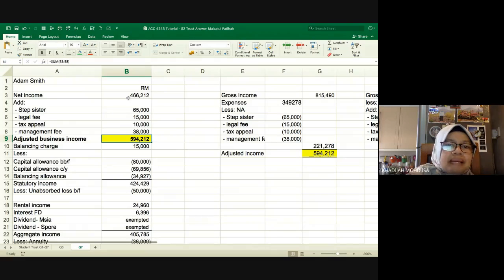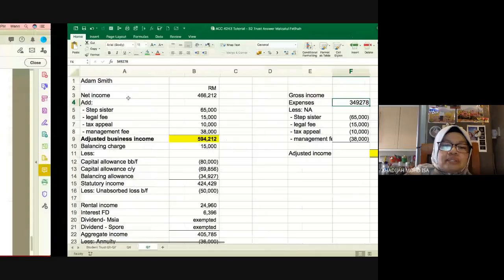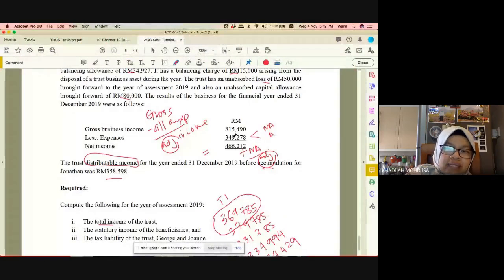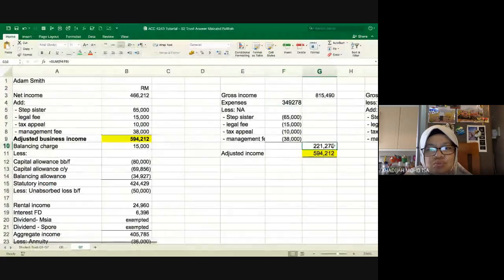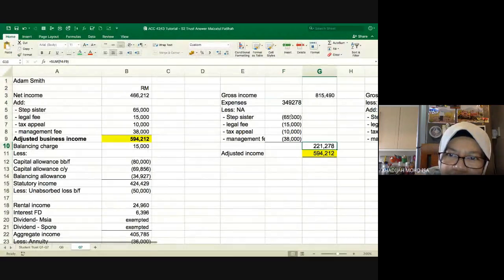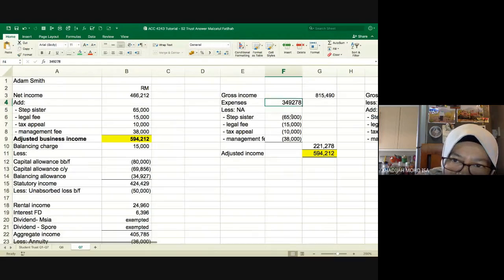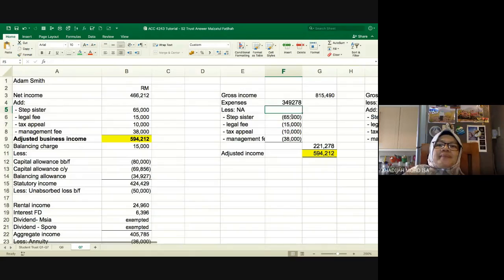Yes. Okay. But say you want to start from gross income, right? You want to deduct allowable expenses only. So you know that total expense is 349,278. Then in order to compute your allowable expense, from the total expense, you deduct the non-allowable expense. It's the same. So at the end, these are allowable expenses. That is your adjusted income. Can you see it? Is the figure the same?